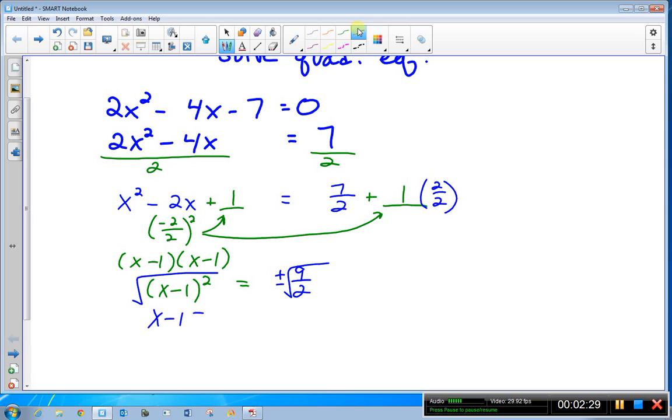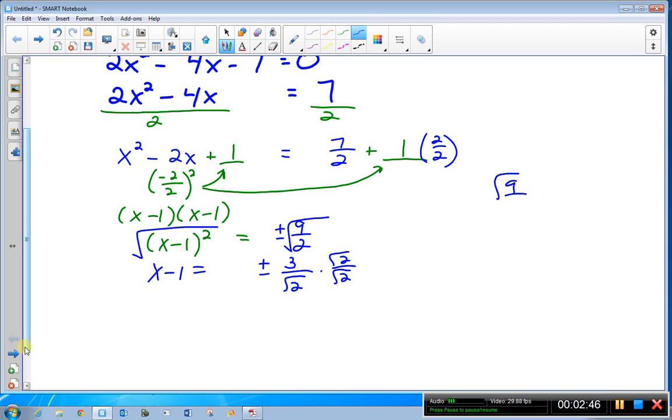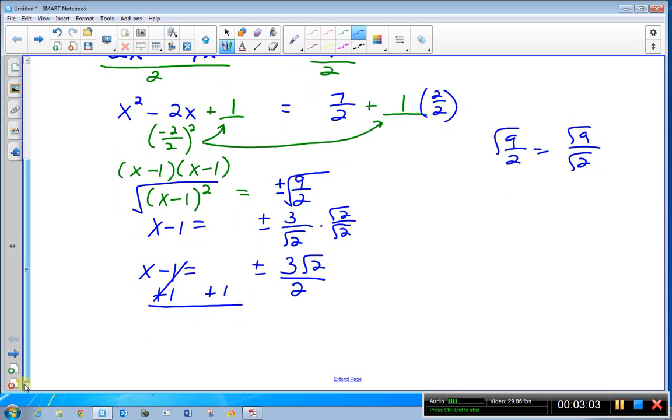So I end up with x minus 1 is equal to plus or minus 3 over radical 2. And while I'm at it, I'm going to rationalize that denominator. Now, how I got the 3 was because square root of 9 over 2 is equal to square root of 9 over the square root of 2, which is 3 over radical 2. So x minus 1 equals plus or minus 3 radical 2 all over 2. And then I just need to add 1 to both sides. My final answer is x is equal to 1 plus or minus 3 radical 2 over 2.